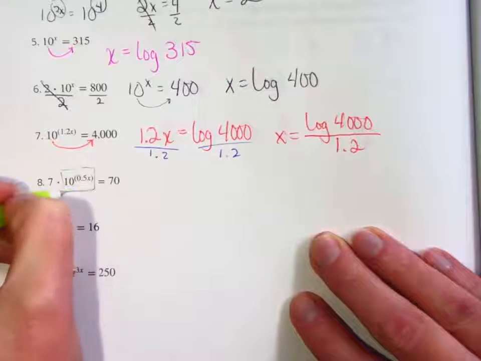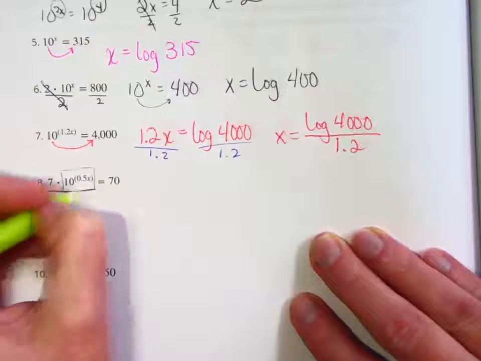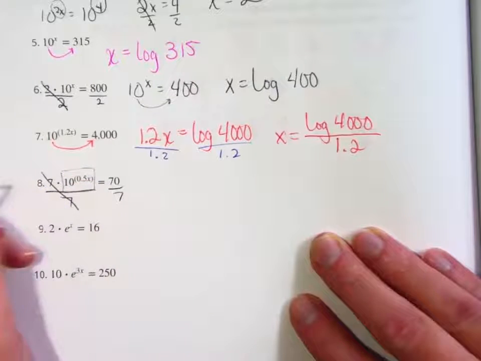Remember, the exponent only applies to the base, so I can divide both sides by 7. Cancels out the 7.